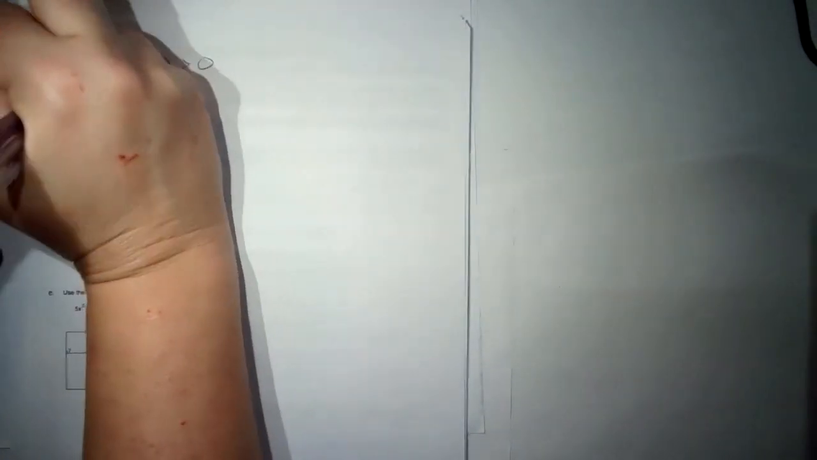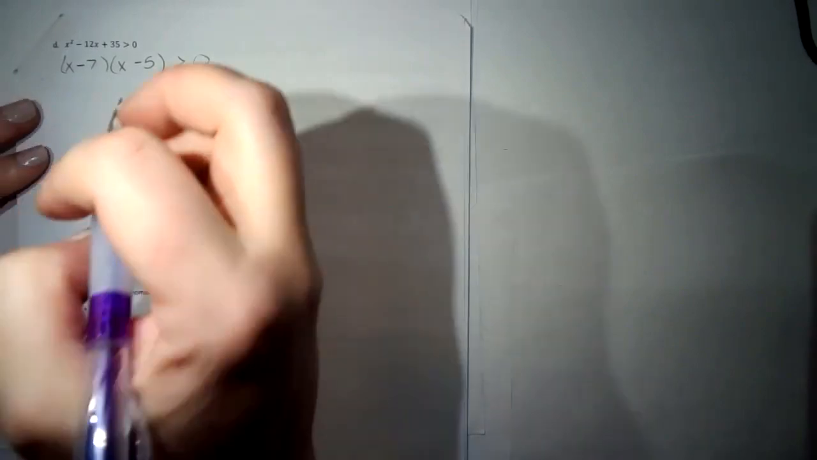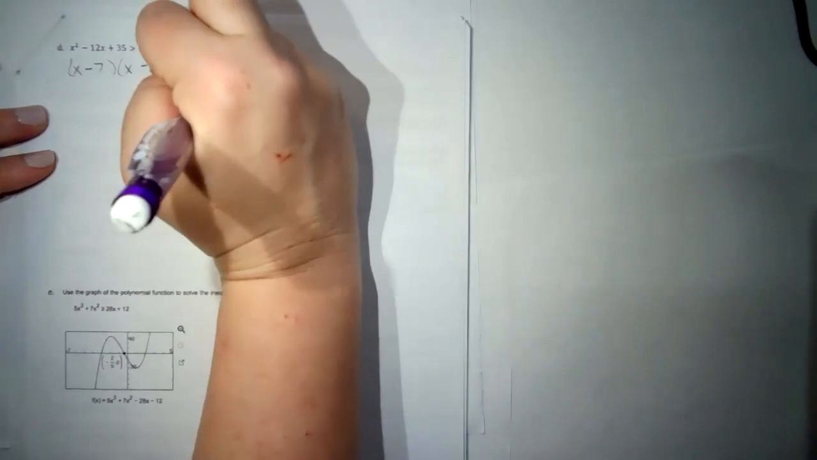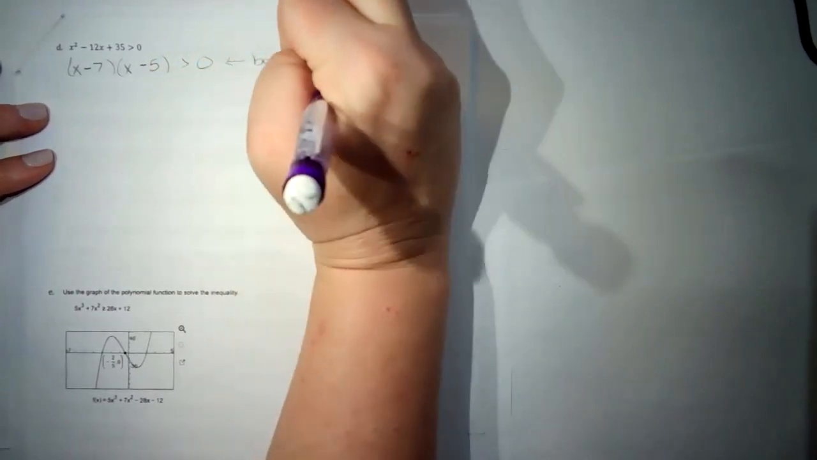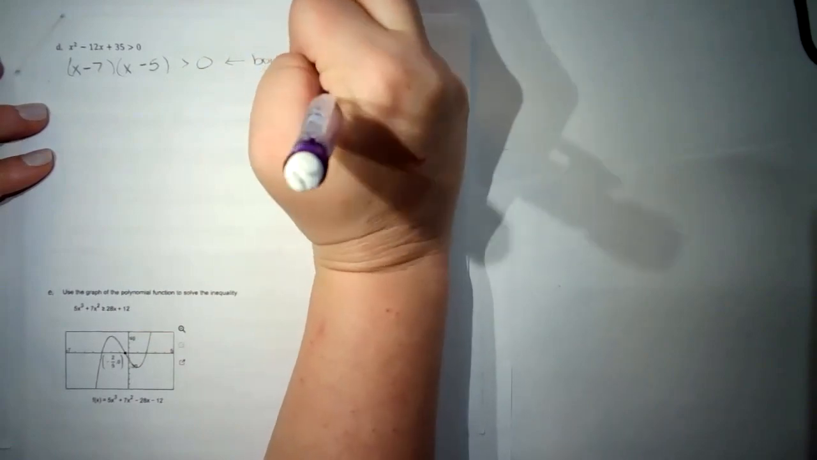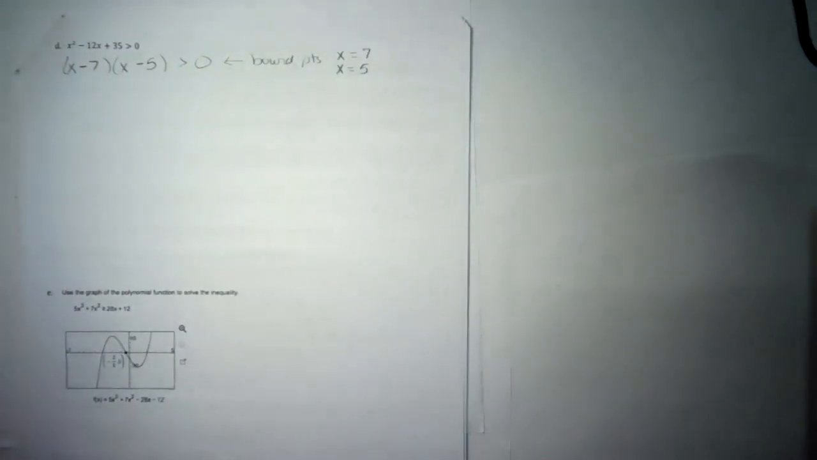So we want factors of positive 35. They either have to both be positive or both be negative. And we want them to add to give you negative 12. Perfect. -7, -5, or -5, -7. You can write them in any order you want, because the important thing is that you get the boundary points. So our boundary points are going to be x equals 7 and x equals 5.